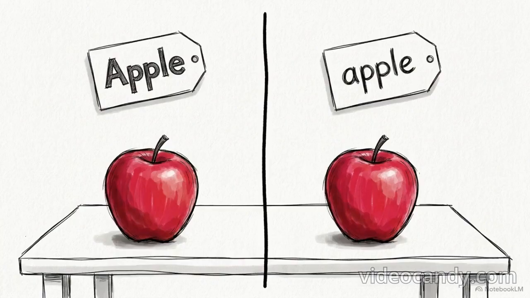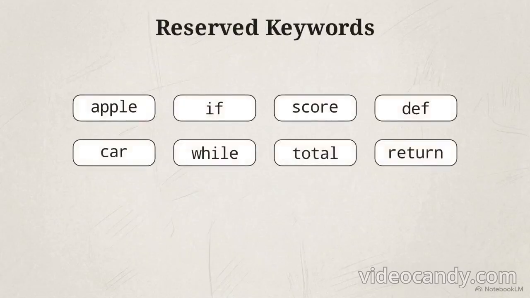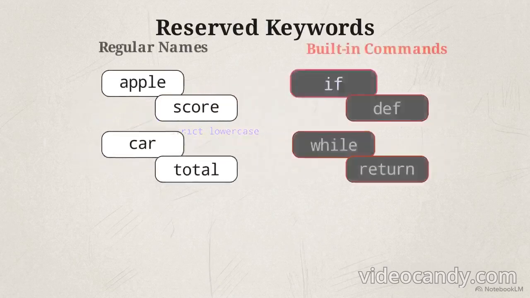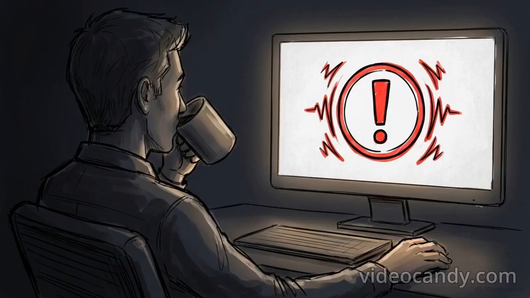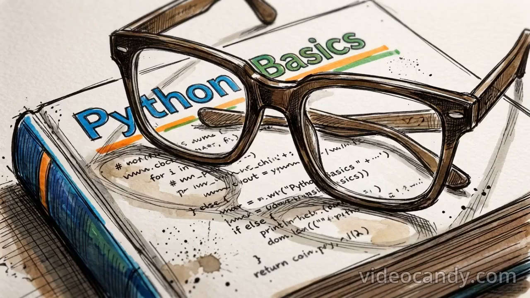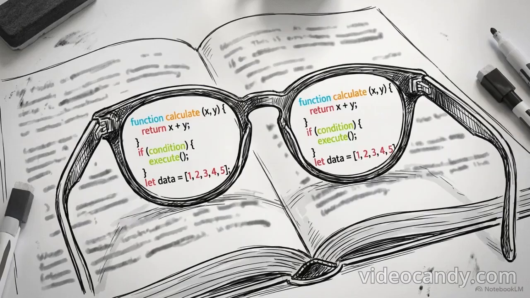He is also sensitive to spelling and capitalization. Apple and apple are 2 entirely different things to him. He also has reserved keywords, specific words like if, that are locked as built-in commands and cannot be used as regular names. A red error message on your screen is simply a moment where the assistant's strict formatting rules were forgotten. We can use our new understanding of data types and syntax to read real Python code that might have looked confusing a few minutes ago.